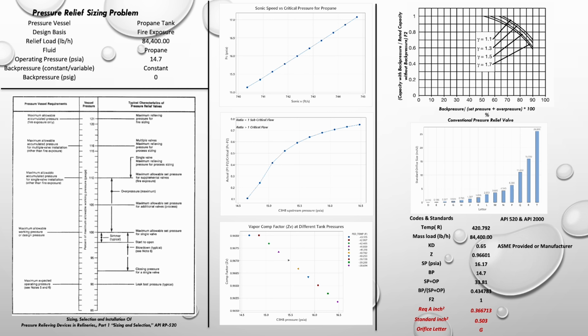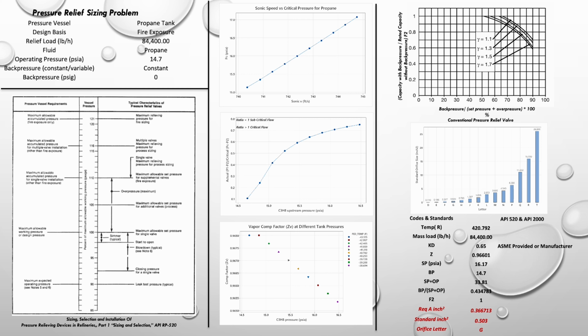So as you can see from API RP 520, the table below it is going to tell you if you are fire exposed, you will need to do the overpressurized case, which is going to be 120% of your set pressure. So if the set pressure is 100, then it's going to need to be 121 psi. Why? That's what we're going to be discussing.